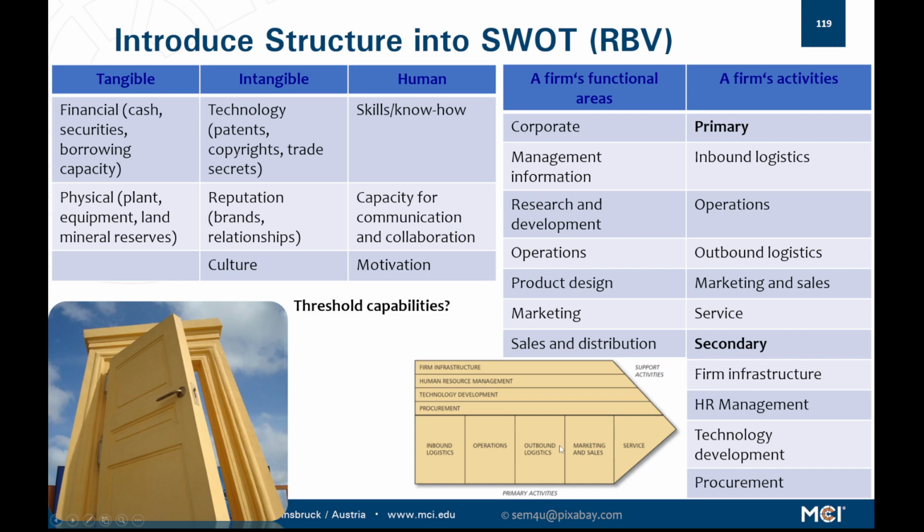And finally, don't forget, if you talk about the capabilities and resources, so it means if we talk about the weaknesses and strengths, to talk about the threshold capabilities. So what is the minimum threshold? What is necessary to enter the market? What is necessary to succeed on the market? Because sometimes you cannot even enter the market if you don't have a certain capability that is needed.